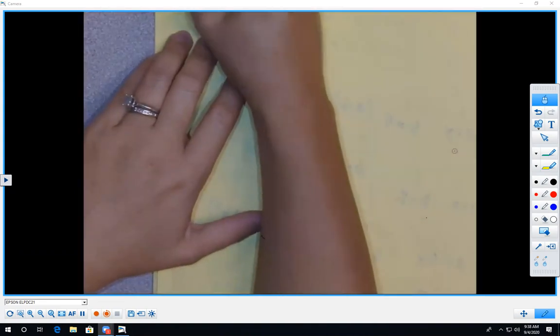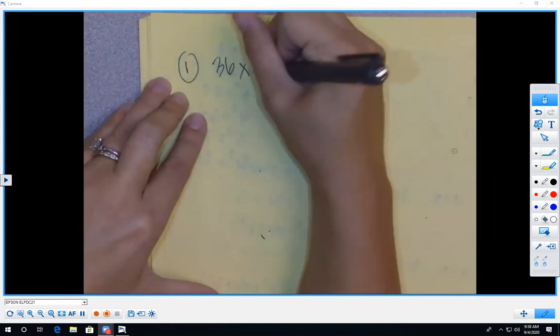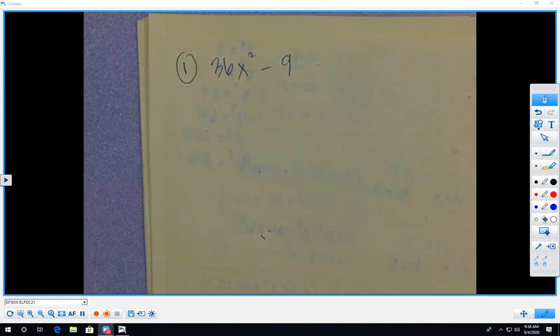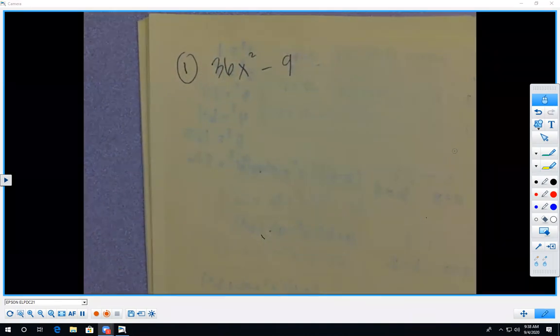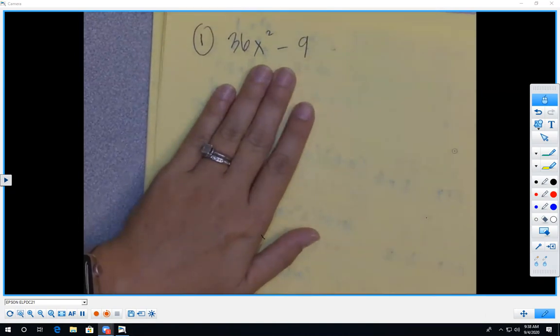Okay, so the first problem we're going to do is 36x squared minus 9. This is kind of a tricky problem. What is the first step for every factoring problem? Yeah, check to see if it has a GCF. Does this have a greatest common factor? Yeah, it does. It has a 3.